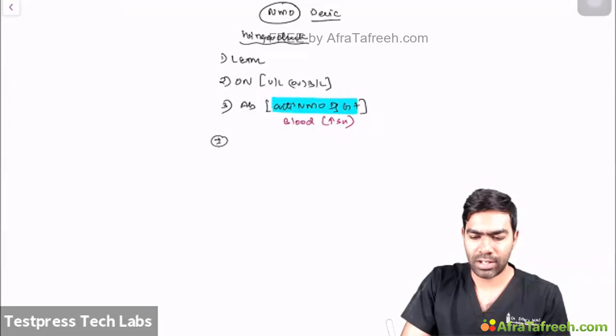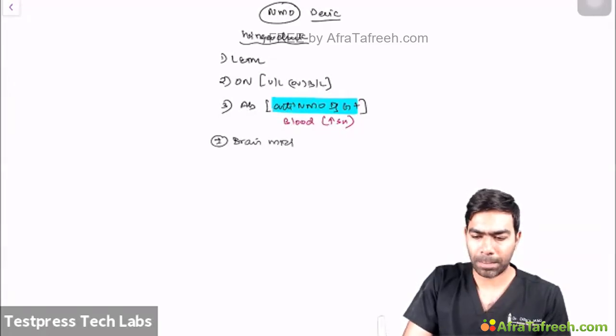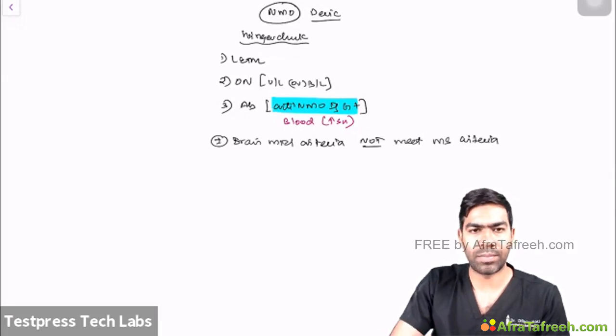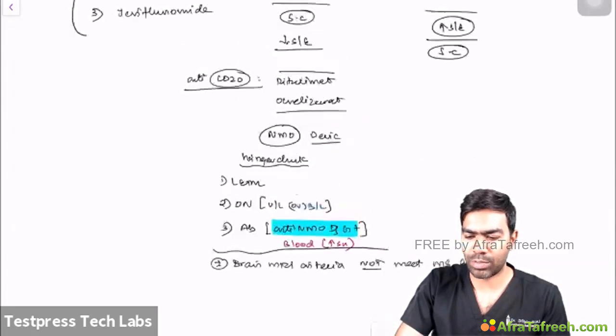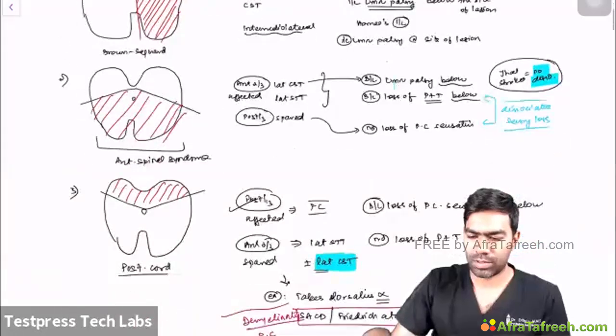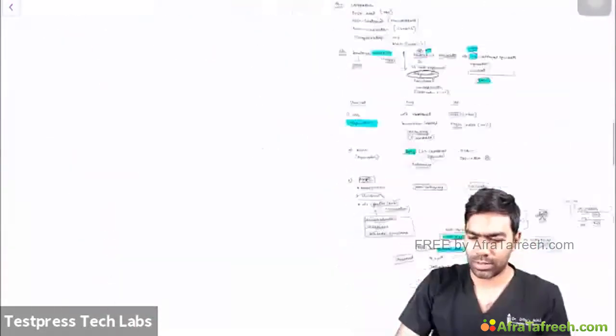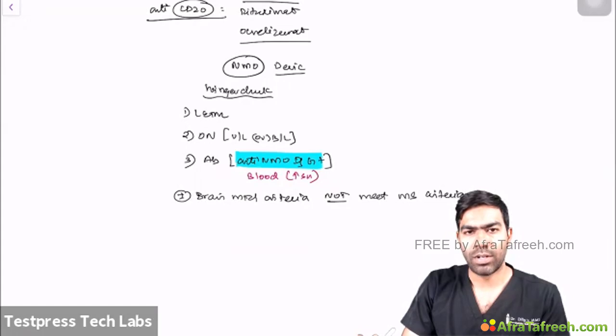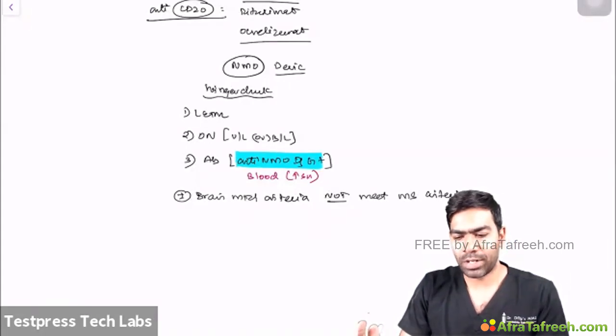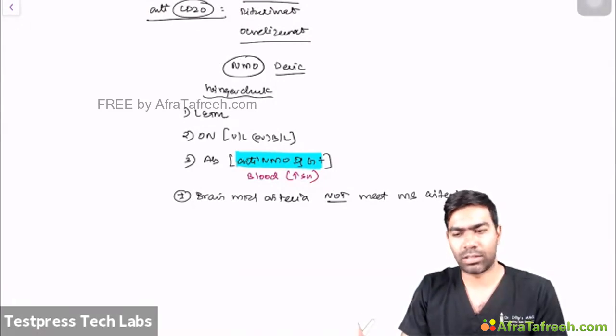An additional optional criterion is that the brain MRI should not meet MS criteria, which means I can write: brain MRI will not meet the criteria for MS. That is the additional criterion, but these are the most important: LETM, optic neuritis, antibody positivity, plus the brain MRI will not meet the MS criteria.